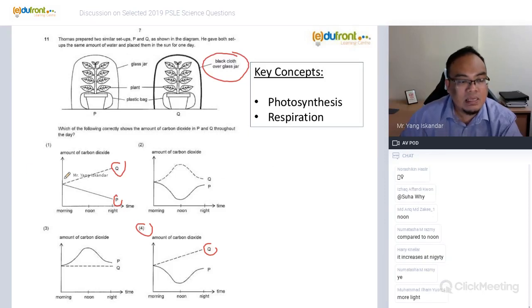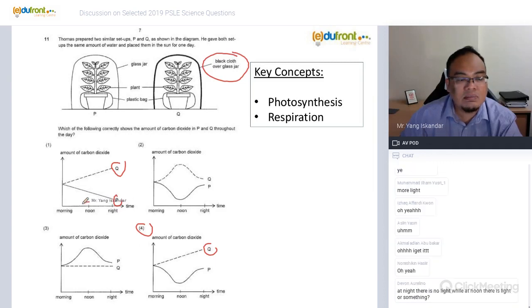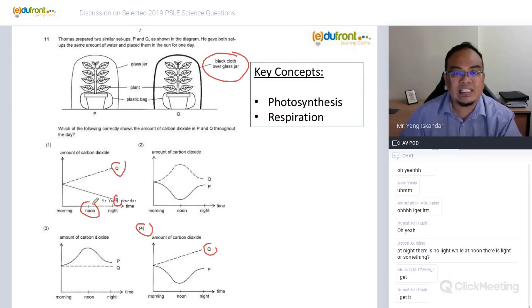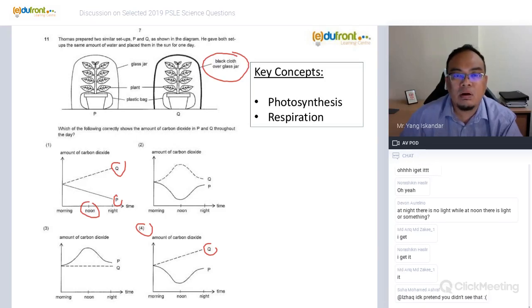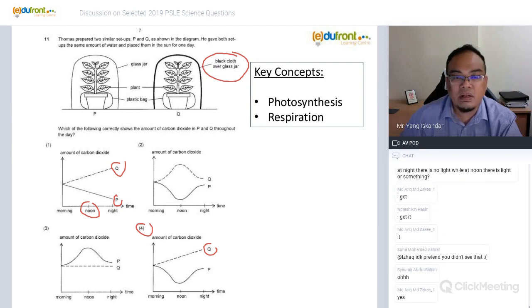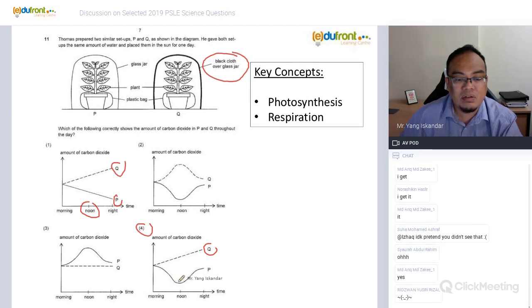Okay? Now, if your answer is number 1, what you're trying to say is that the amount of carbon dioxide in the glass jar will decrease all the way until night. But remember, the amount of light is the most at noon, right? So at noon is where there is the highest rate of photosynthesis. When there's a high rate of photosynthesis, more carbon dioxide will be taken in, right? Because during photosynthesis, you know that carbon dioxide is absorbed. That is why there is a decrease in the amount of carbon dioxide at noon, right?